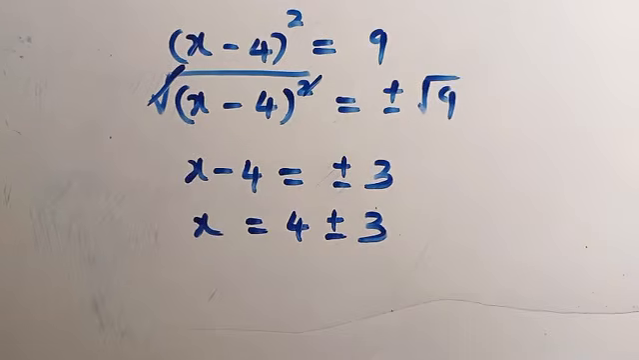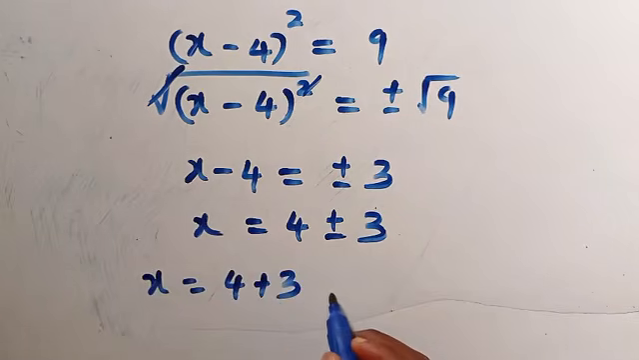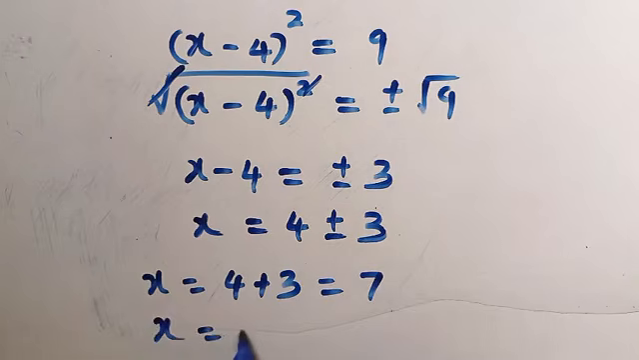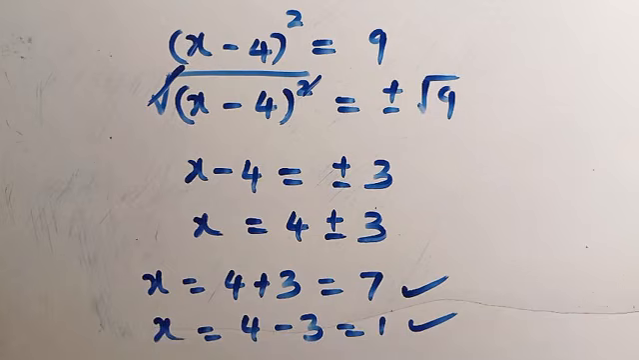And therefore, when we separate this, we are going to have x equals plus 4 plus 3, which equals 7. Or we still have x equals 4 minus 3, which equals 1. We have x equals 7 and x equals 1. Let's try and consider the second case of this.